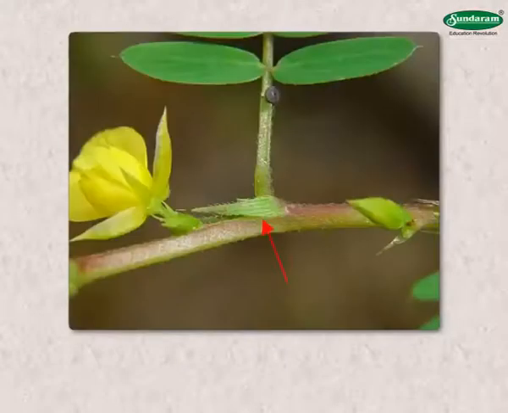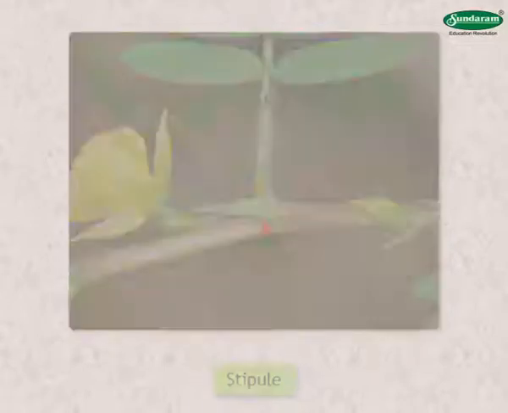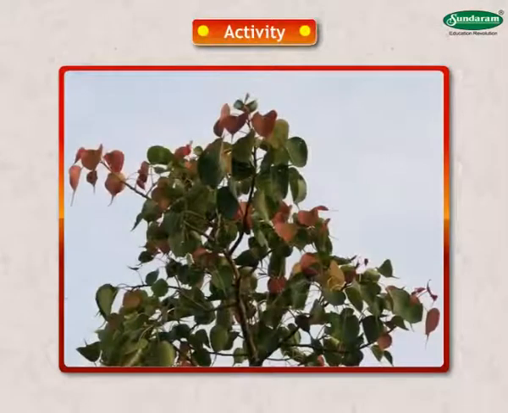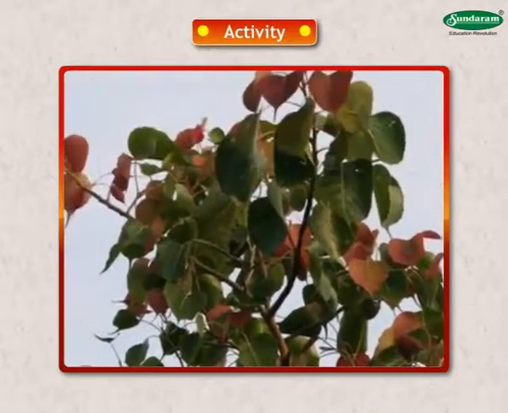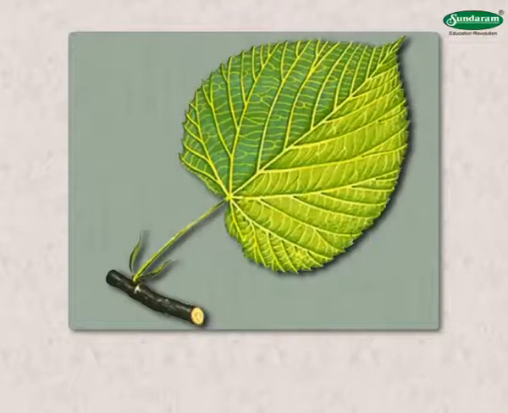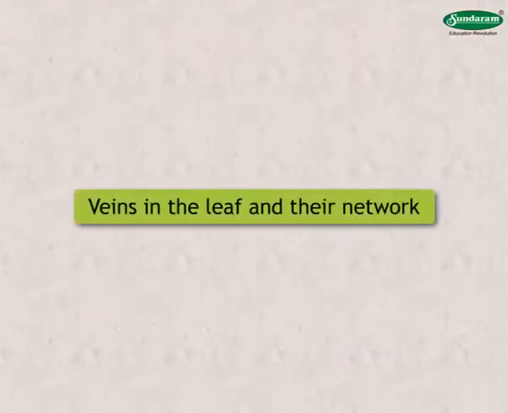Some leaves have a small leaf-like part near the leaf base. It is called stipule. See for yourself. Take small branches of the hibiscus and the peepal. Observe the locations of the leaves on the branches. Look at the structure of the leaves and observe the lamina, leaf base, leaf apex and leaf margin.